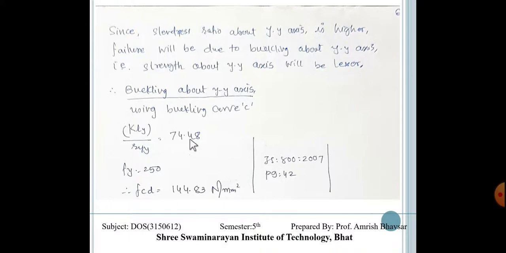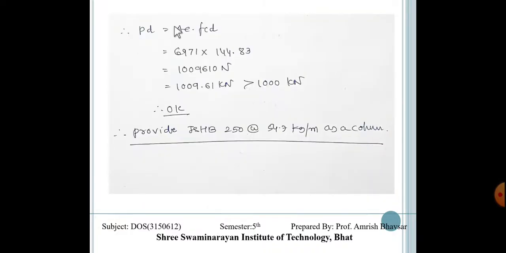Now from this fcd we can calculate the Pd, and that Pd is equal to A into fcd. So 6971 multiplied with 144.83. So we will get 1009.61 kilonewton, which is greater than 1000 kilonewton. So here we have taken that section, that is okay in all the aspects. That's why the chosen section is okay. So we can provide ISHB 250 as a column for this particular case.